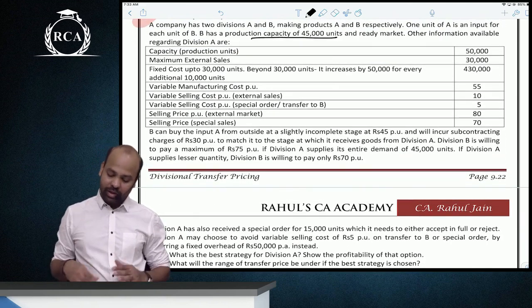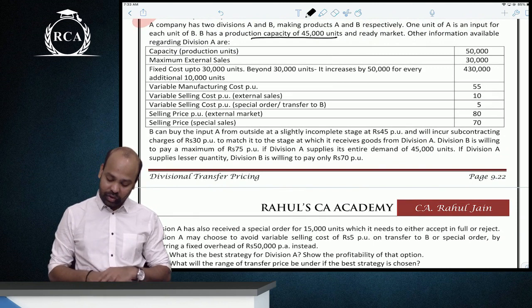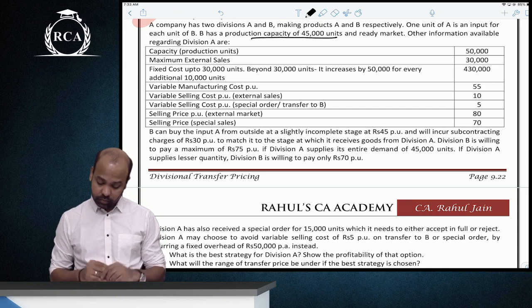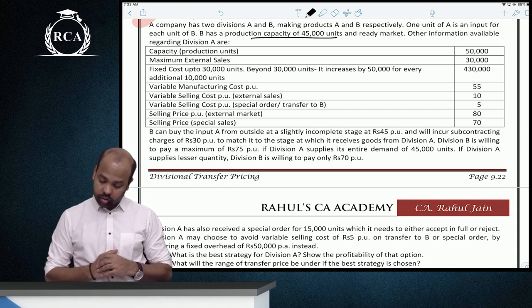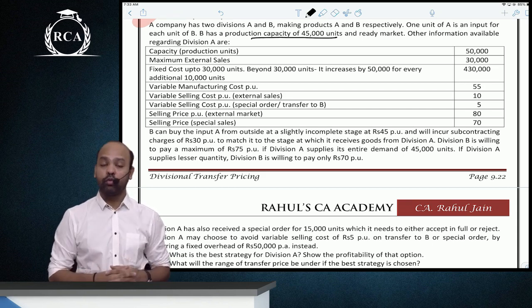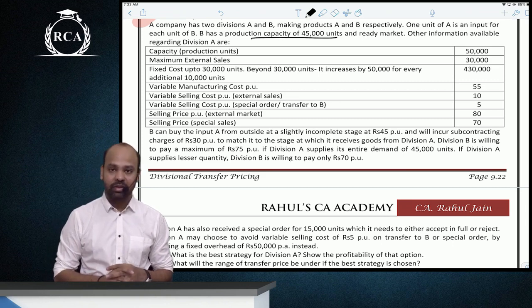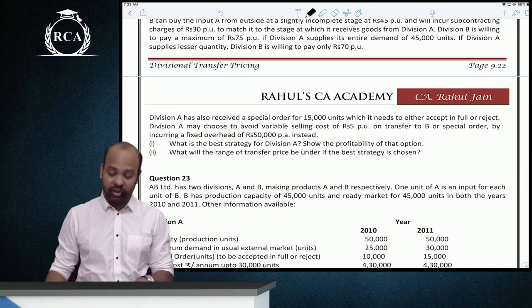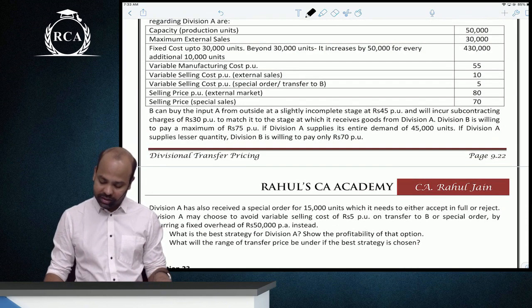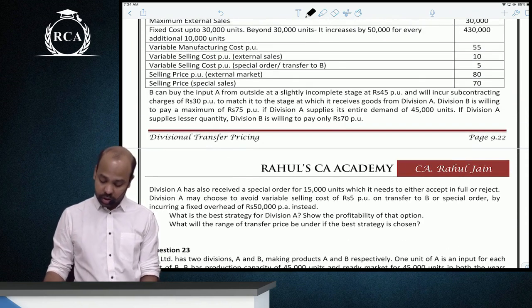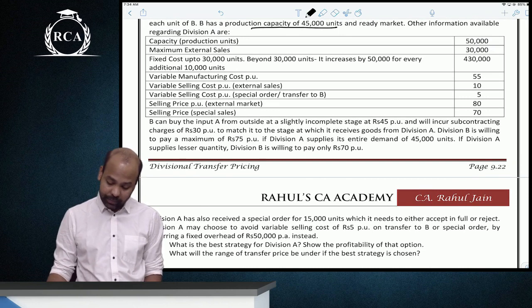B can buy input from outside at a slightly incomplete stage at 45 rupees per unit, and it will incur subcontracting charges of 30 rupees per unit. Division B is willing to pay a maximum of 75 rupees per unit if Division A supplies its entire demand of 45,000 units. However, if it supplies a lesser quantity, Division B is willing to pay only 70 rupees per unit. Division A also has received a special order of 15,000 units, which it needs to either accept in full or reject. Division A may choose to avoid the variable selling cost of 5 rupees per unit on transfers to B or special order by incurring a fixed overhead of 50,000 rupees per annum instead.